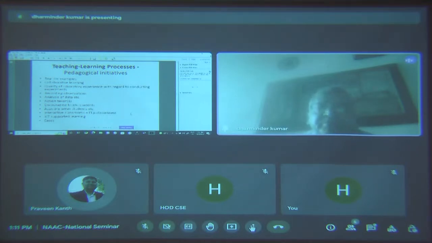The quality of laboratory experience with regard to conducting experiments: if you have a list of experiments, they need to be revised every year. You know that while you are conducting experiments, you have to note down the readings or the outcomes or the outputs. Then you have to analyze the data and then decide the possible action to be taken.